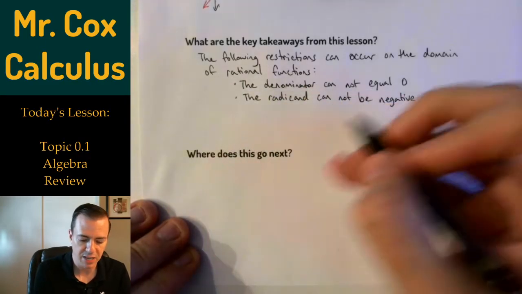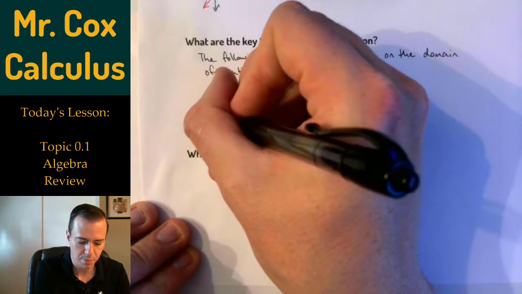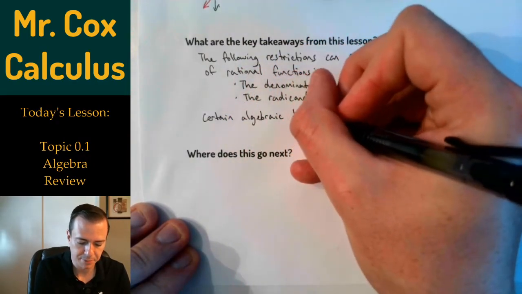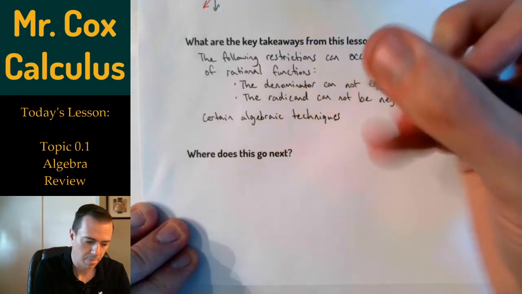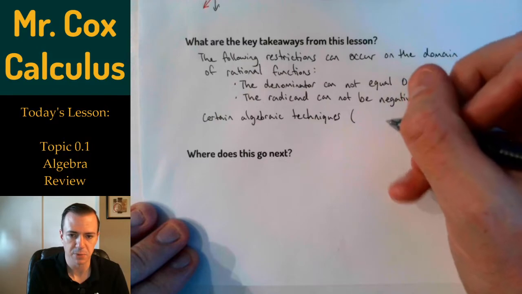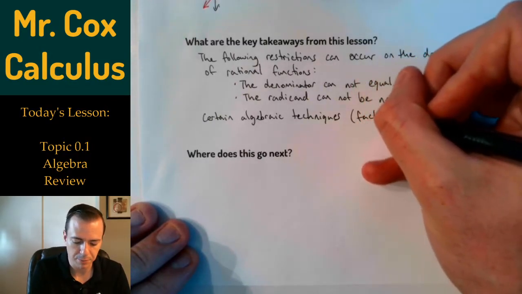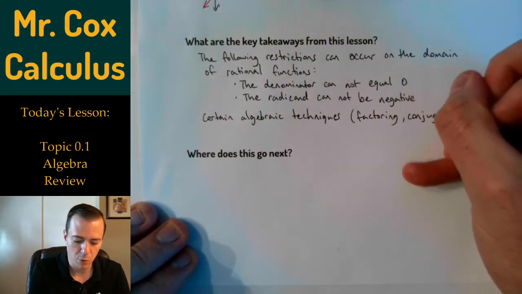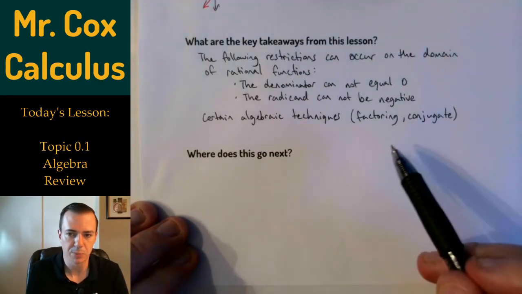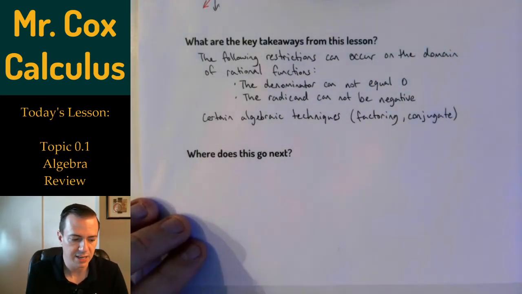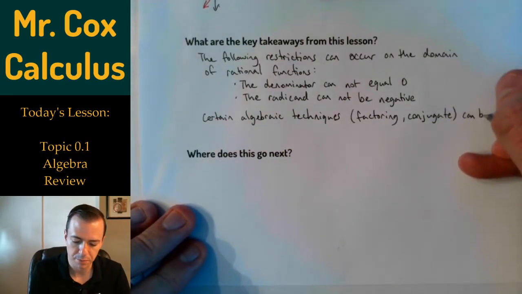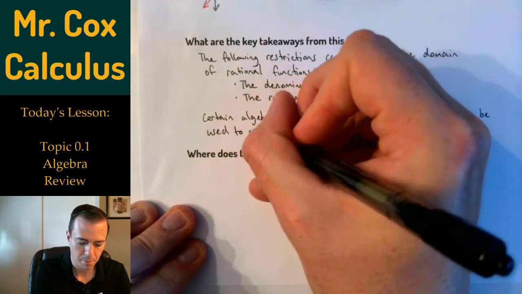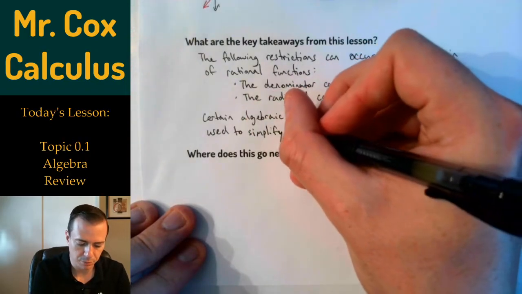One of the things that we also take away from this lesson is that certain algebraic techniques, the two main ones that we focused on in this lesson, were factoring and seeing if we could divide out a common factor, or using the conjugate if there was a radical in the function. Those two algebraic techniques, factoring or using a conjugate, can be used to simplify a function.